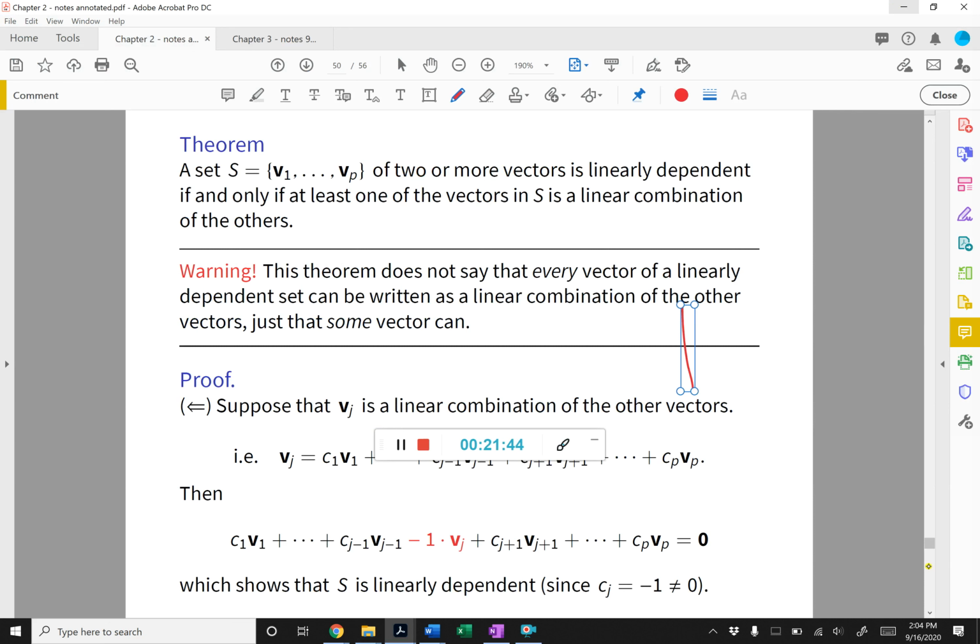So this is something I actually just mentioned. Won't spend a lot of time on this. If you have a set of vectors and they're linearly dependent, then at least one of them can be made as a linear combination of the other ones. And you can look at the proofs there.